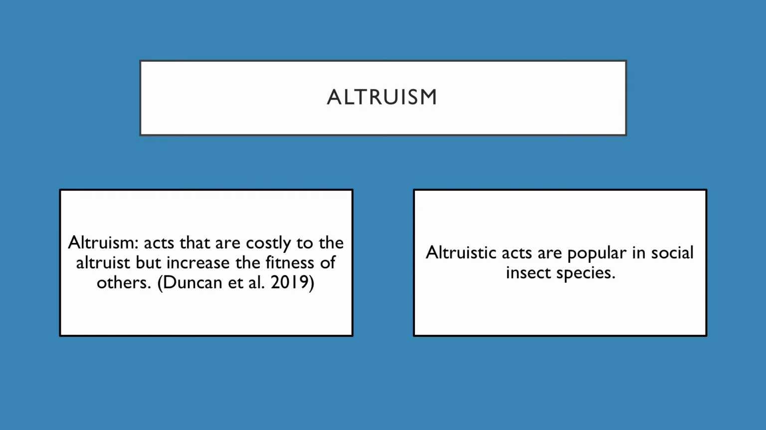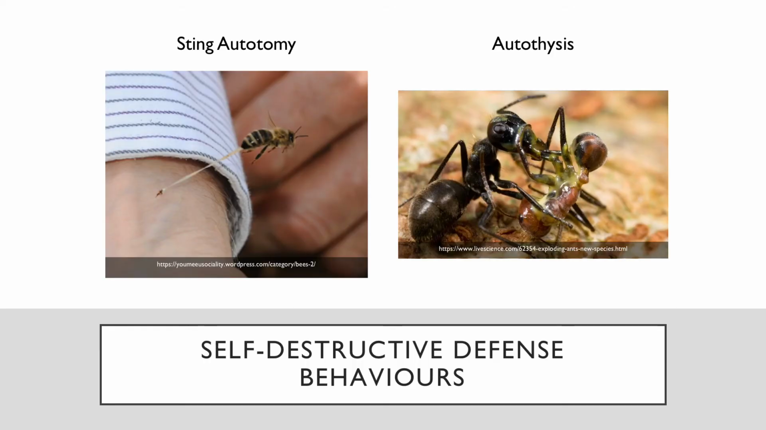But on the other hand, altruistic behaviors can become more extreme. This includes self-destructive or sacrificial defense behaviors. There are many examples of altruistic and self-destructive defense mechanisms in insects. One is called stingatotomy and is found in bees of the genus Apis.